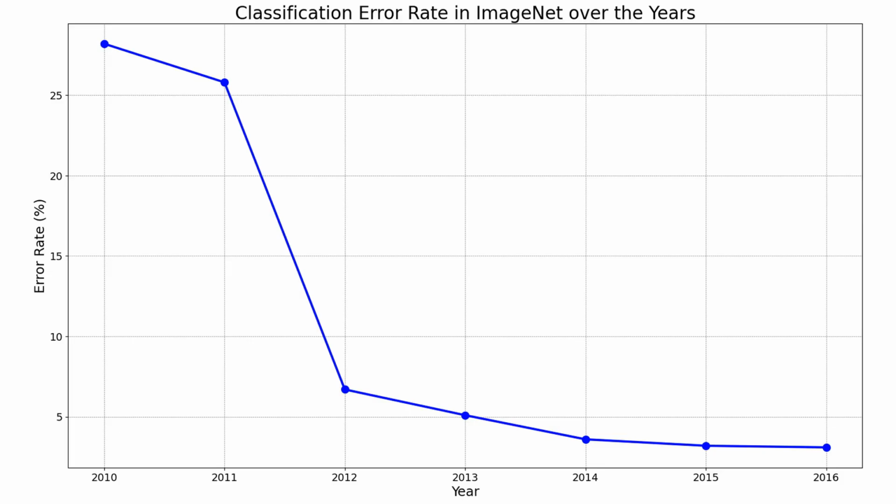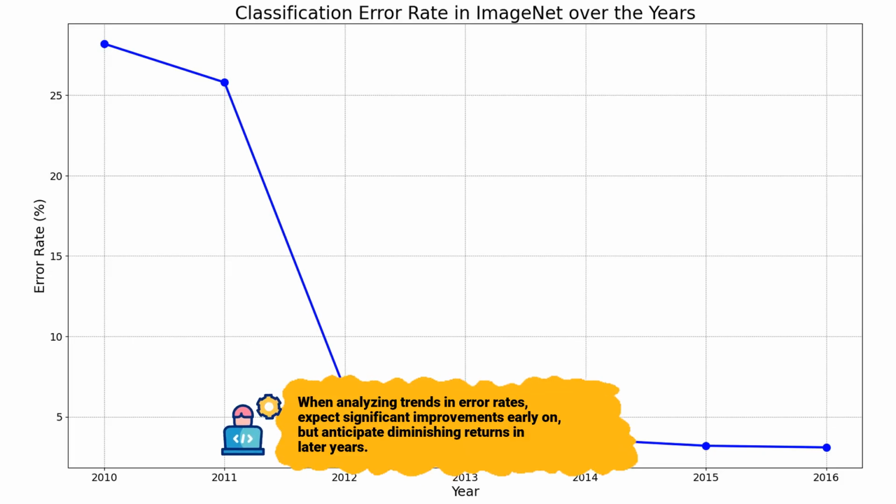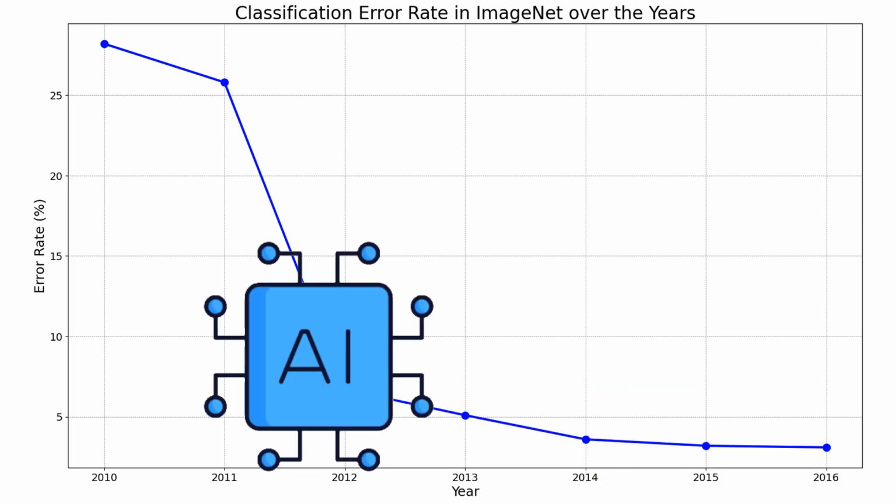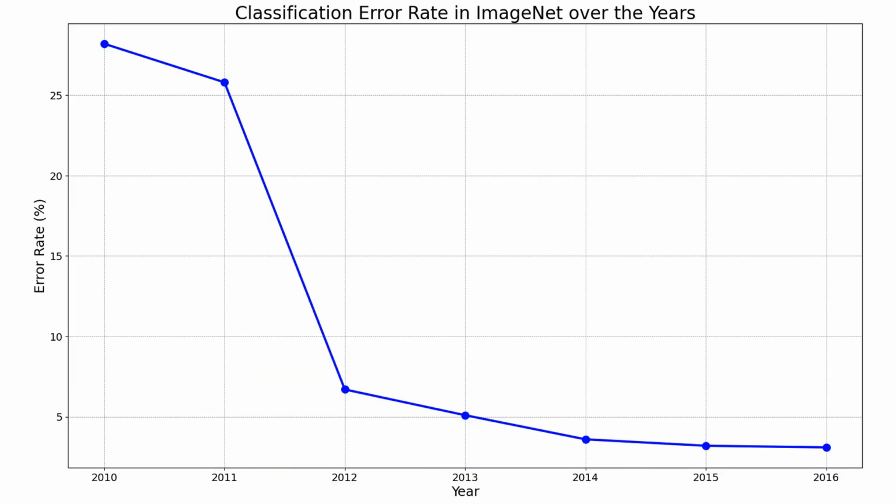After that, from 2012 to 2013, we see a smaller decrease of just 1.6 points. Then it goes down by 1.5 points from 2013 to 2014, by 0.4 from 2014 to 2015, and finally just 0.1 points from 2015 to 2016. So, while the overall trend is a strong downward trajectory across these years, moving from 28.2% in 2010 to just 3.1% in 2016, a total reduction of 25.1 percentage points, you can notice that the pace of improvement really slows down after that initial leap.